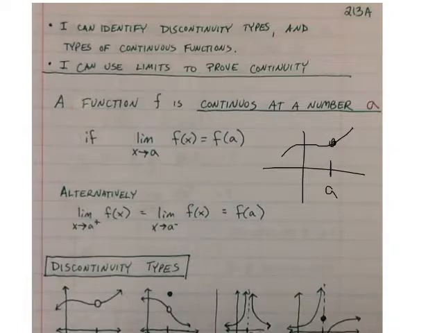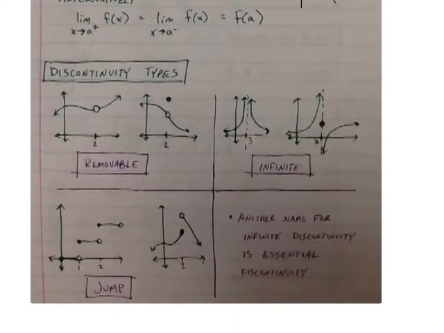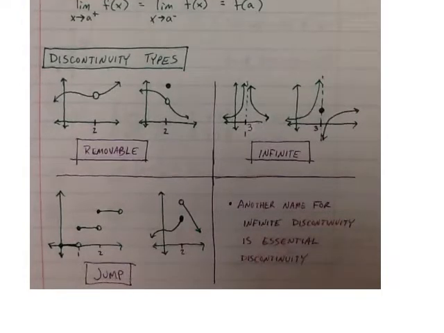So I wrote that out alternatively, the limit as x approaches a from the right side equaling the limit as x approaches a from the left side equaling the function at a, and it's considered continuous. If that's not true, we have a discontinuous function, and there are three types of discontinuous functions. There's the removable discontinuity, which is a hole in the graph, and it includes a hole where you jump up to a different location. We also have the infinite discontinuity.